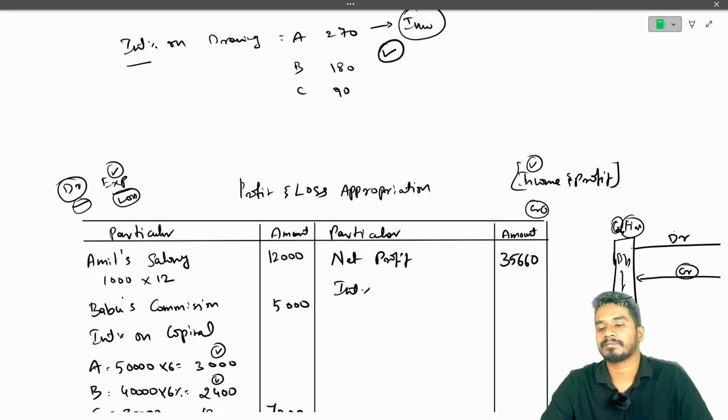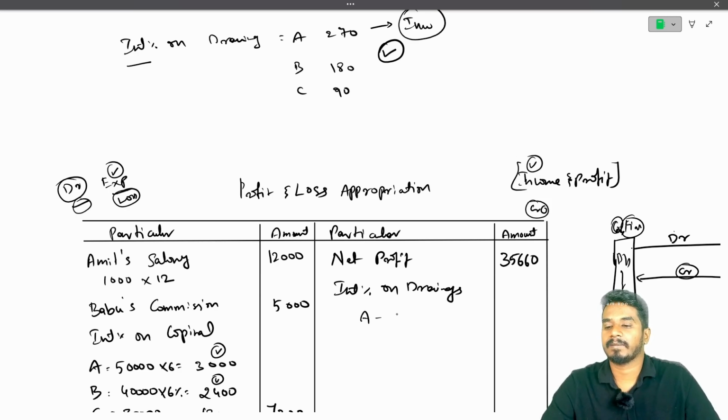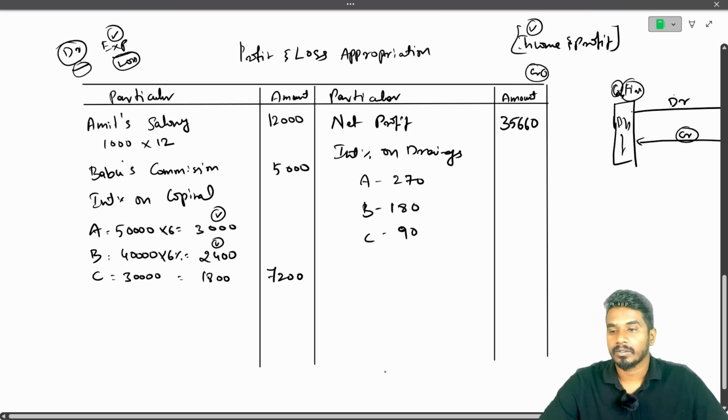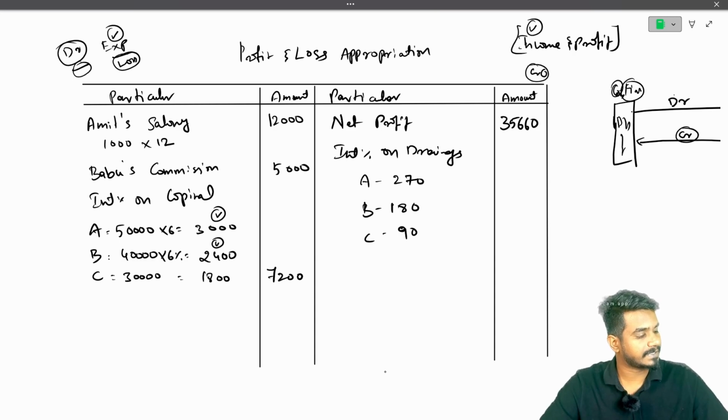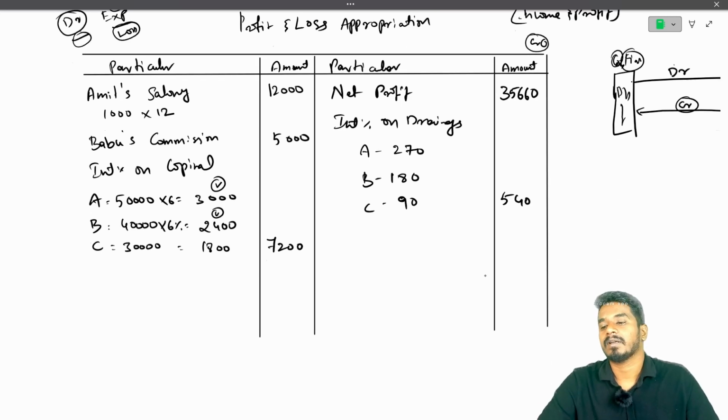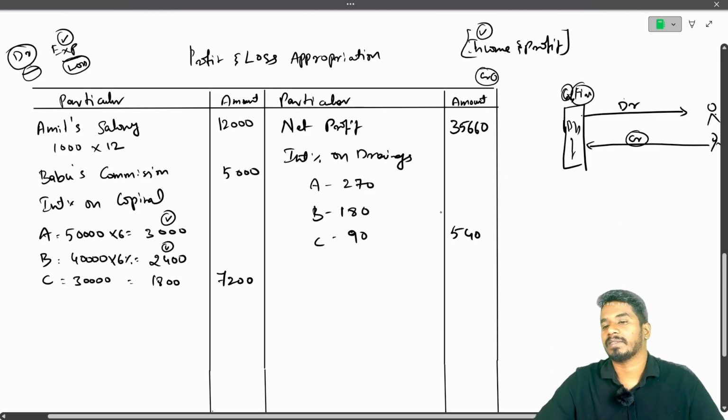So where will it come, if the partners are paying to the firm, which will get credited, correct? So interest on drawings, that is 270 for Amit. For Babu, it is 180 rupees. For Charu, it is 90 rupees. They need to pay to the firm. What is the total? 270 rupees plus 180 rupees plus 90 rupees, which is 540 in total.